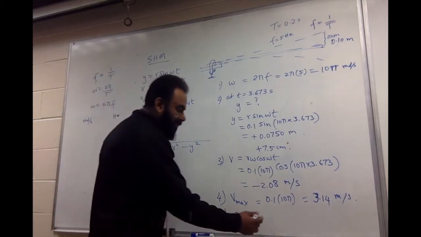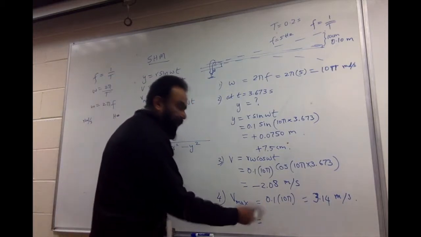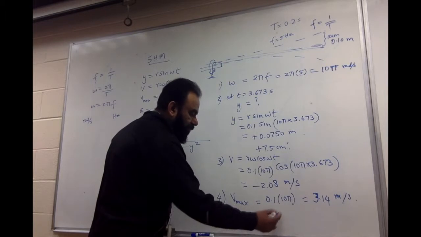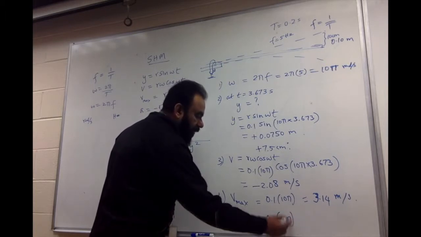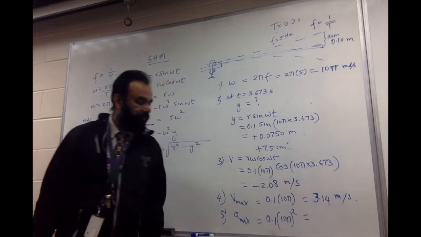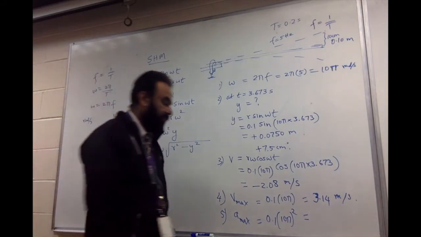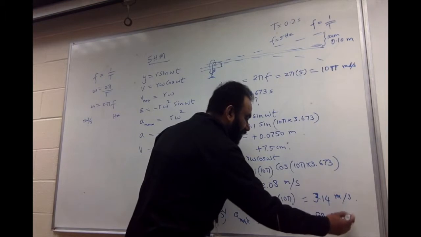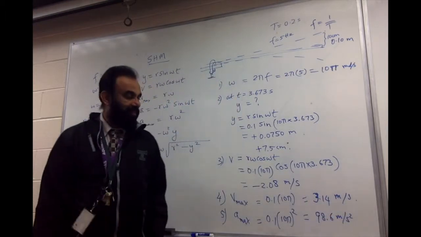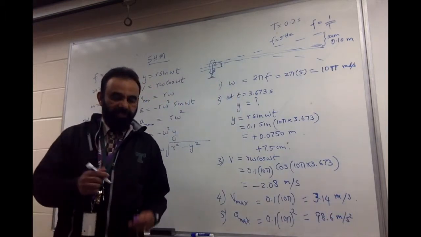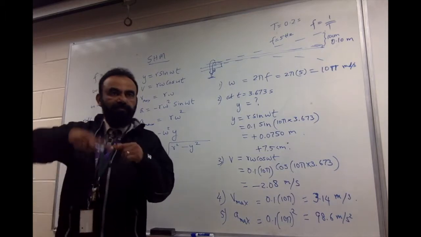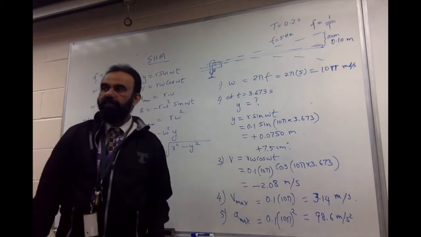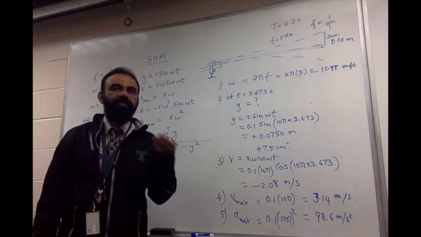What is A max? R omega squared. So it's 0.1 times 10 pi squared, 98.6 meters per second squared. Look at the acceleration. It should have been downward. It changes according to position. It's always towards the middle. Oh, yeah, you're right. It's always towards the middle.